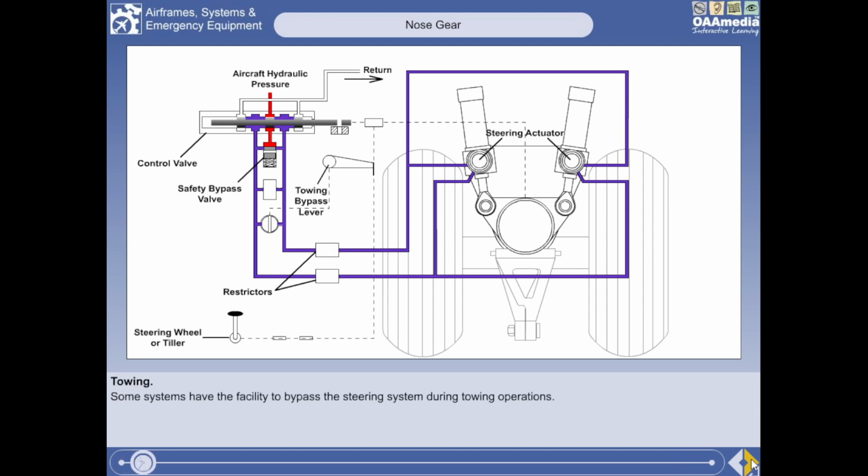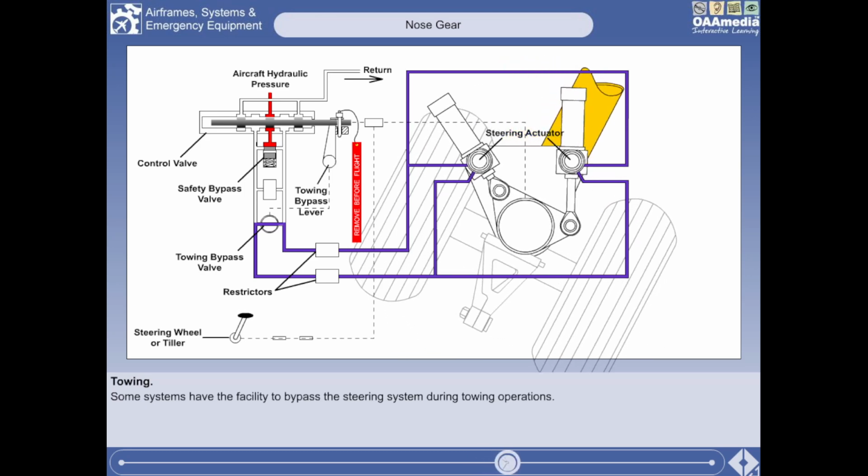Some systems have the facility to bypass the steering system during towing operations. In the system shown here, there is a bypass lever, which, when operated, opens a steering bypass valve. When the lever is operated by a ground engineer at the nose gear location, it opens the valve, allowing fluid to flow freely between the steering actuators. A bypass pin with a flag attached is fitted to hold the lever in the valve open position.